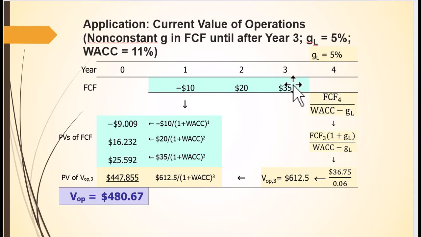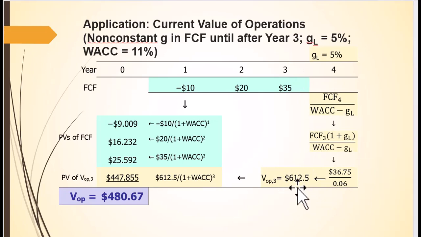this 3rd year? To find the value at the end of the 3rd year, we have to find or estimate free cash flow in year 4. That formula then is the free cash flow in year 3 times 1 plus the growth rate divided by the weighted average cost minus the growth rate. This gives us, again, 36.75 divided by 0.06. So the value that we expect at the end of year 3 is $612.